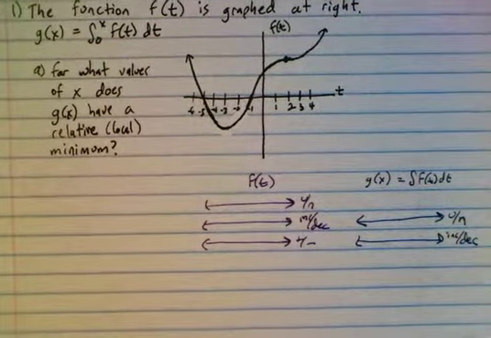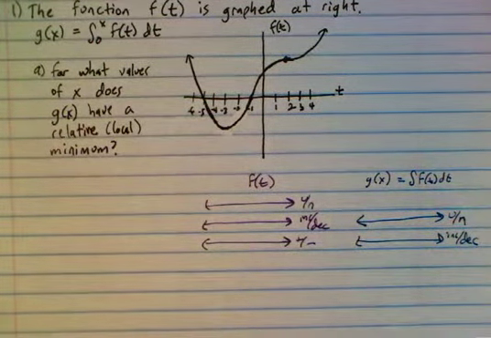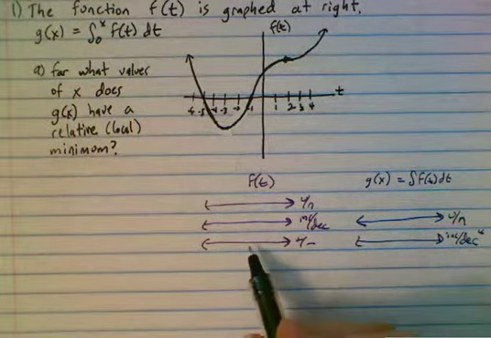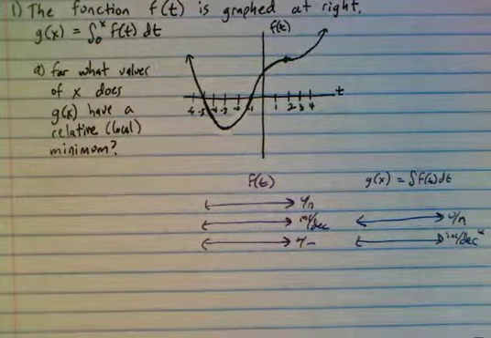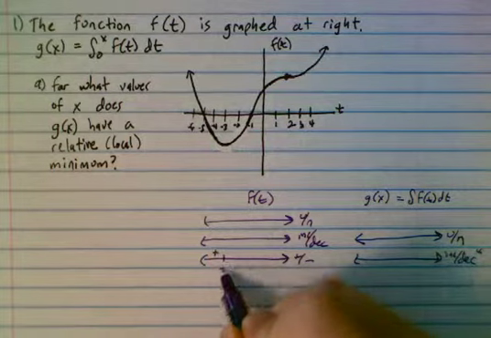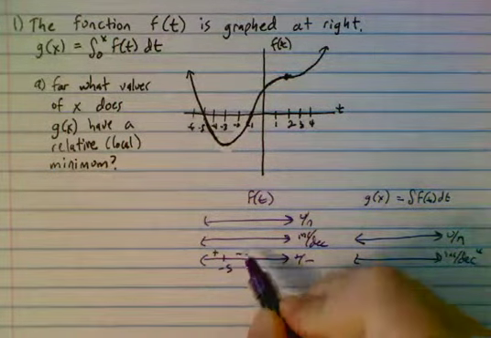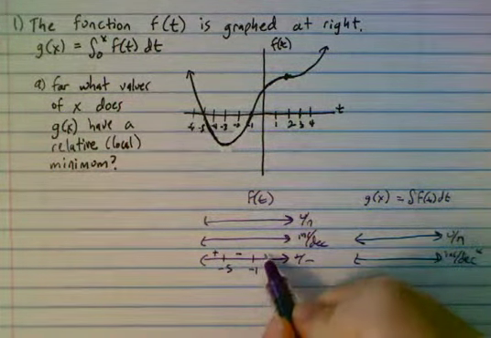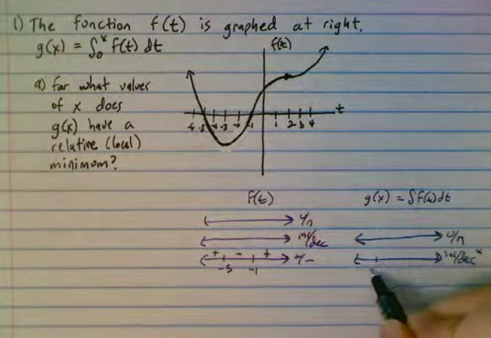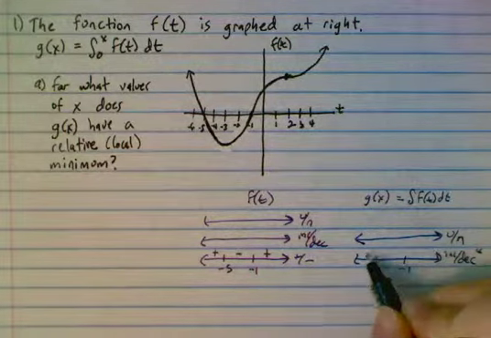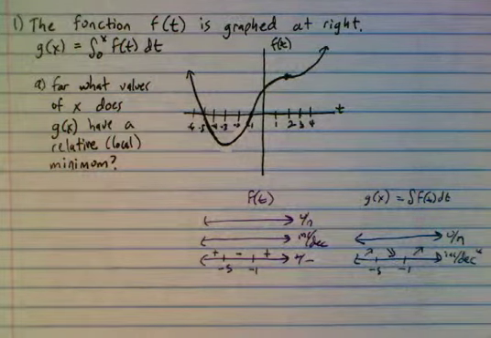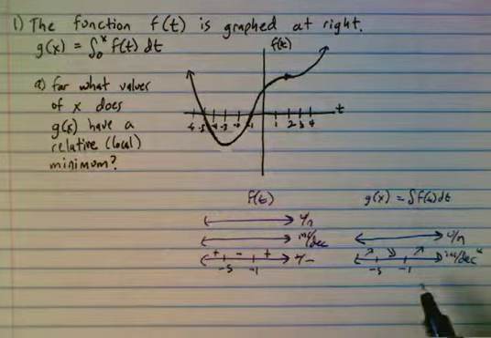Okay, we are asked about the relative or local minimum. So that means we're interested in this line right here, and so we need to fill in this line. The rest of them are optional. So this is positive until -5, and then it's negative until -1, and then positive again. So g of x is increasing, decreasing, increasing.